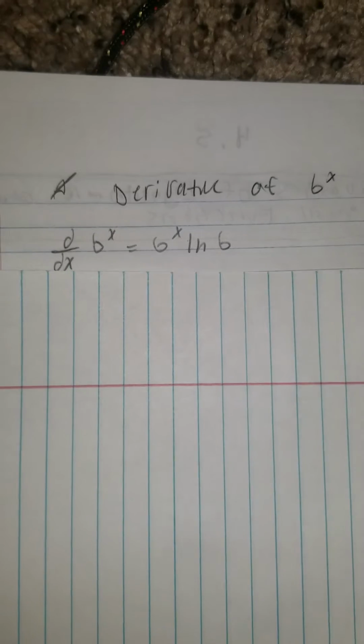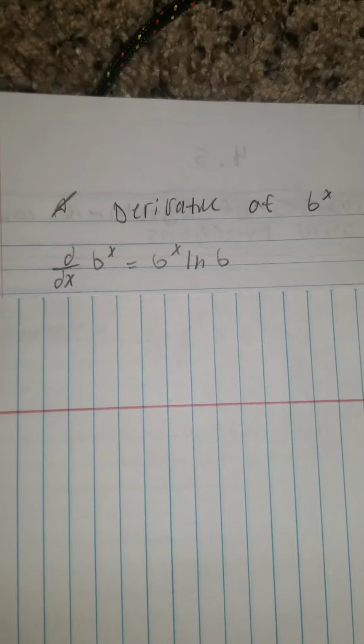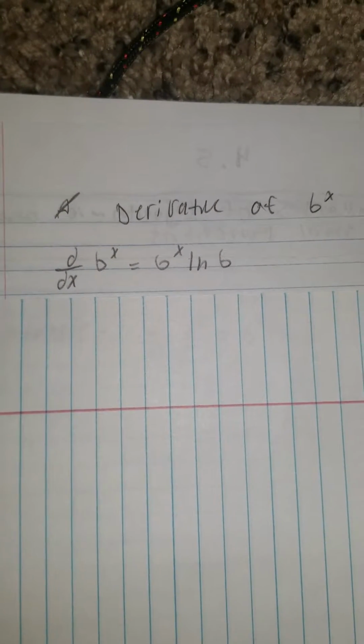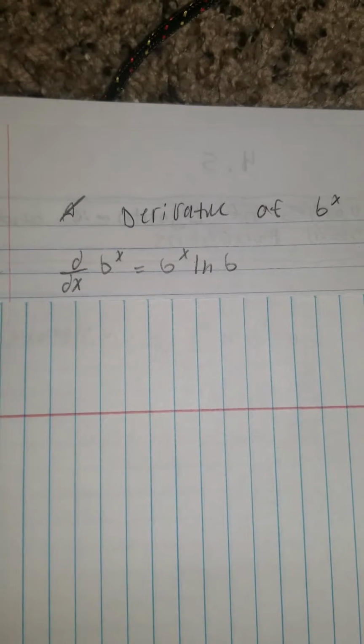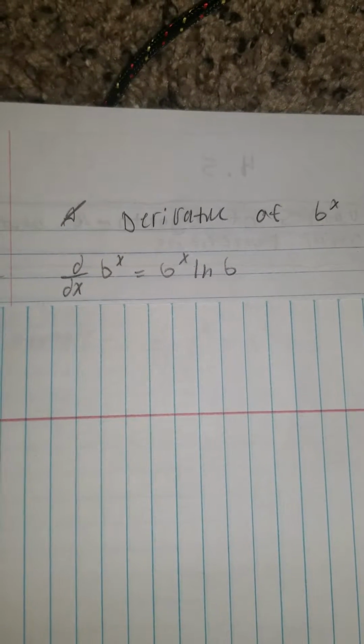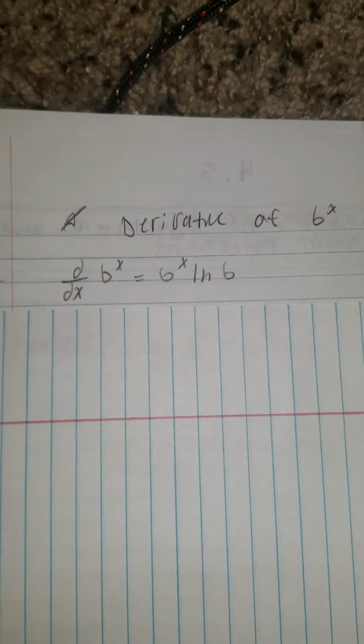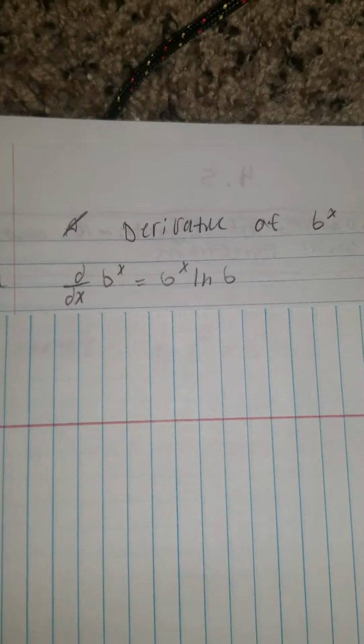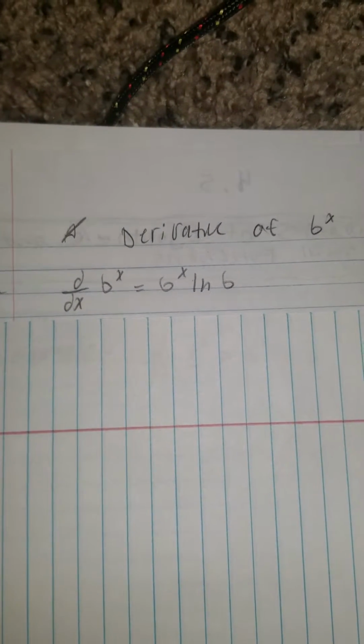Our final function will be the derivative of b to the x. For our example, we have d over dx b to the x, and that derivative is equal to b to the x ln of b.